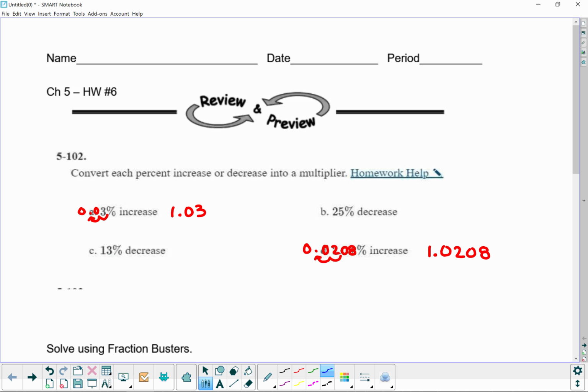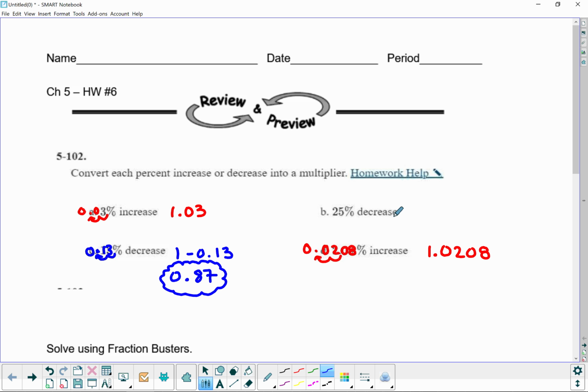Now for the decrease, again, 13%. It's going to be 2 decimal places, 0.13, and we're actually going to have to take that away from 1 because it's a decrease from your total, which is 100%. So it'll actually be 1 minus 0.13, and if you use a calculator, you end up with 0.87. So that's what you should be using, 0.87.